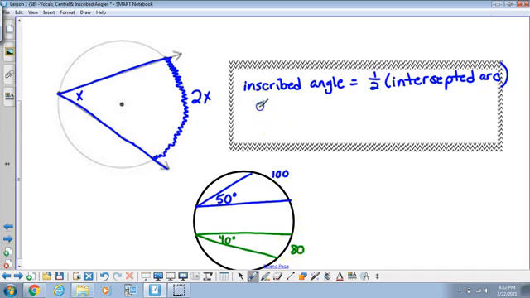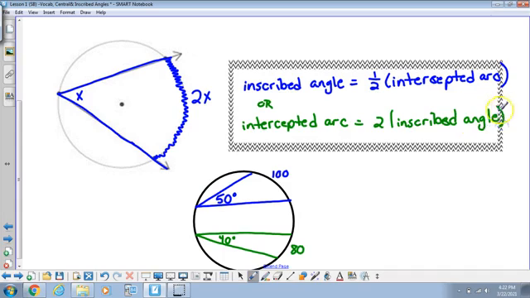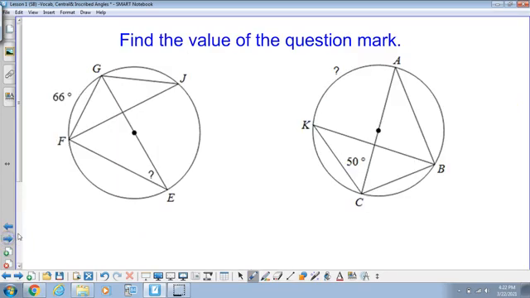Another way of saying this would be to say that the intercepted arc is twice as big as the inscribed angle. These are just saying the same relationship. It depends on what you know and what you're trying to find as to which setup you would want to use. Let's practice a couple of problems.